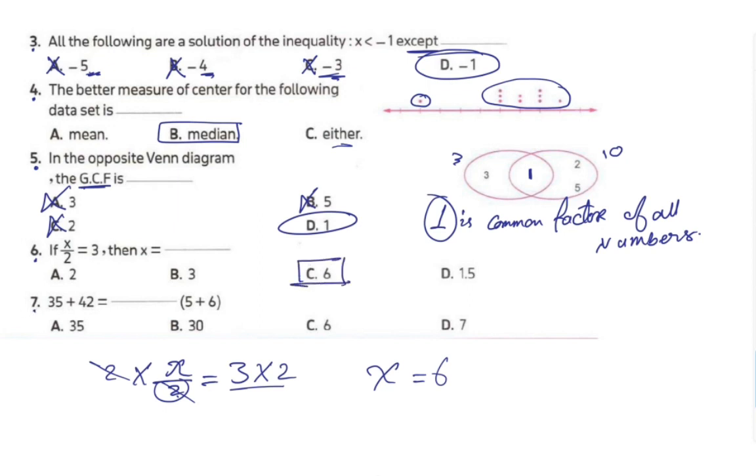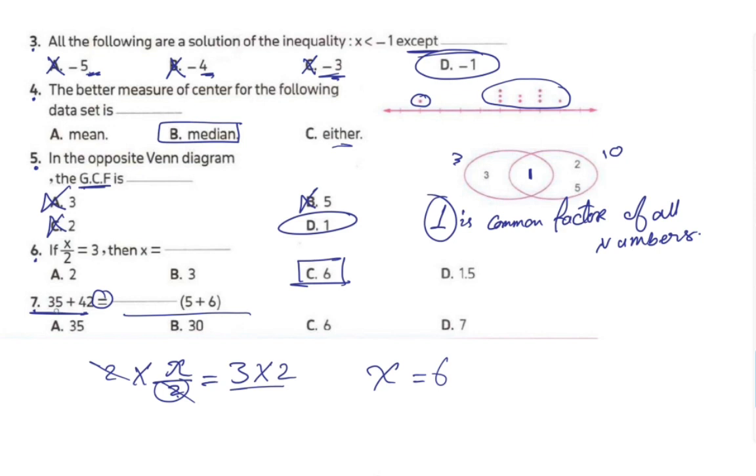Last point: 35 plus 42 equals blank. So there is a missing number here, multiplied by parentheses of 5 plus 6. Okay, what is the missing number here? We have an equation, right? So the left part equals the right side.